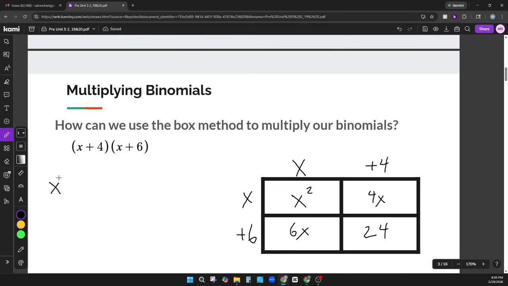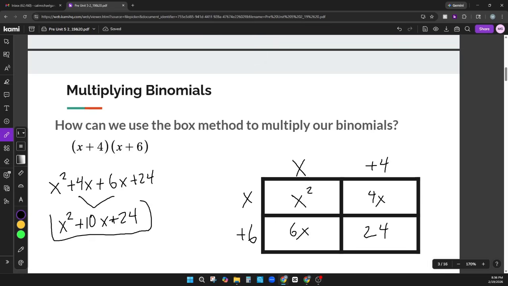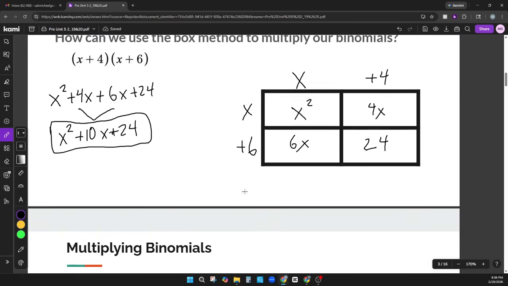So we're going to take our first box, x squared. That's a positive 4x. We're going to call that plus 4x, plus 6x, and plus 24. And of course, we have our middle terms to add together. We got x squared plus 10x plus 24. And this is our fully simplified answer. We multiplied our two parentheses, and we got x squared plus 10x plus 24. So nothing too revolutionary there. We've seen these kinds of examples.